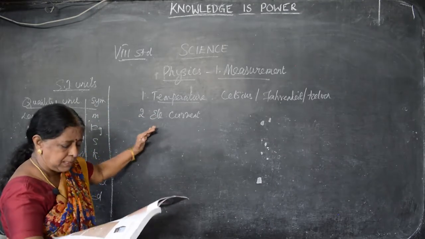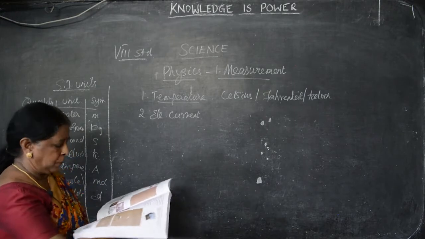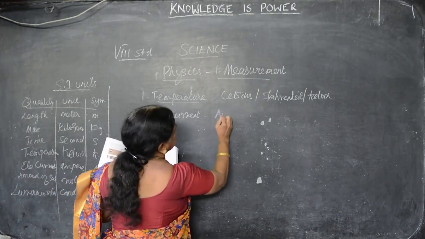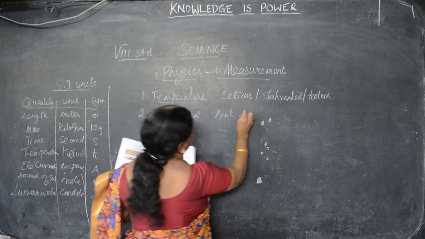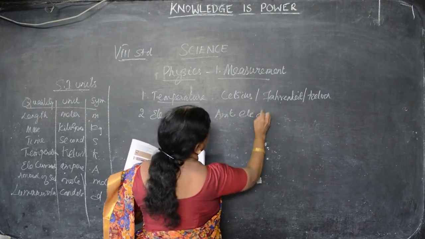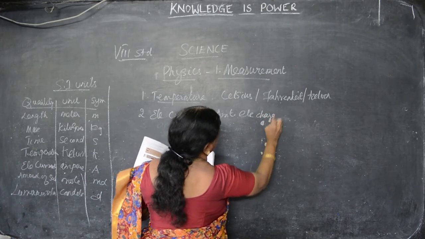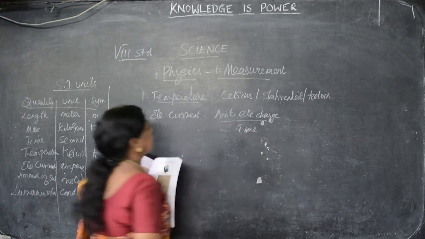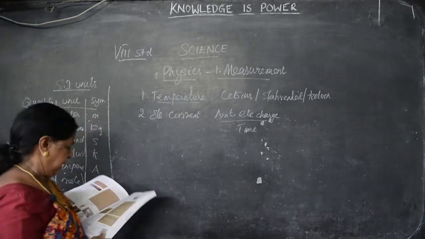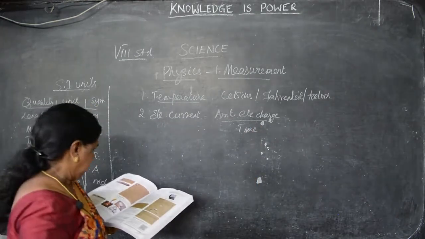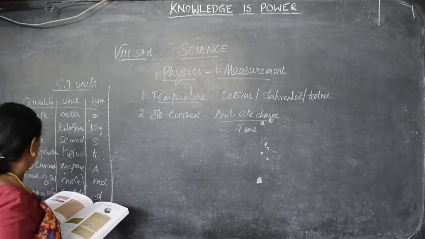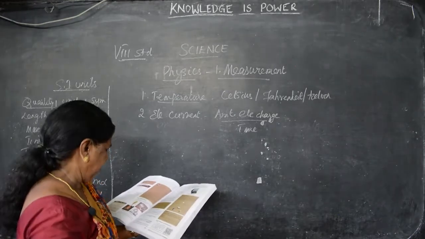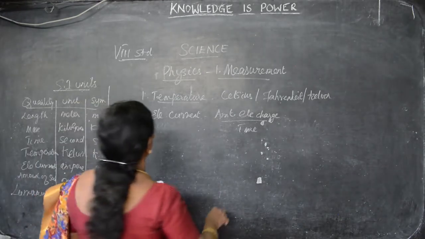So, it can be found out from the amount of electric charge and the time taken. How much electricity passed, the amount of electric charge, and then the duration, how much time was taken to measure it. Electric charge is measured in Coulomb, and electric current is denoted as A, that is ampere.